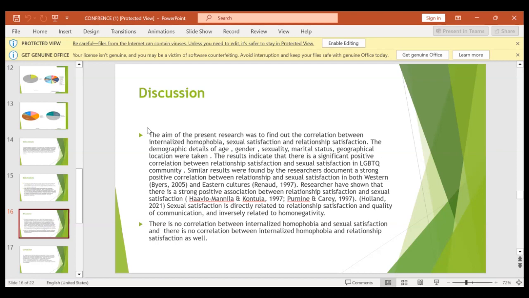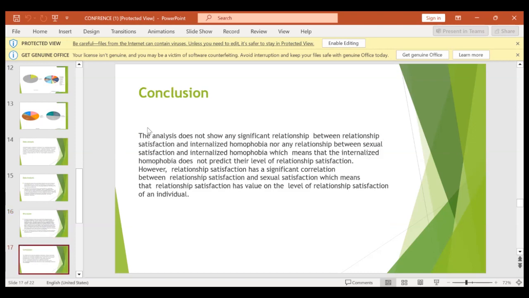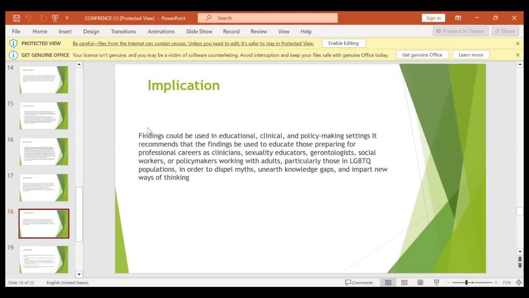The reasons can be other than that, as we have not considered religion, the places where people are living, and religiousness. The conclusion was that there was no relationship between them. The level of relationship satisfaction and sexual satisfaction was correlated, and other papers also say that there was a correlation between those. In India, there are very few studies doing that, but I have done the study.